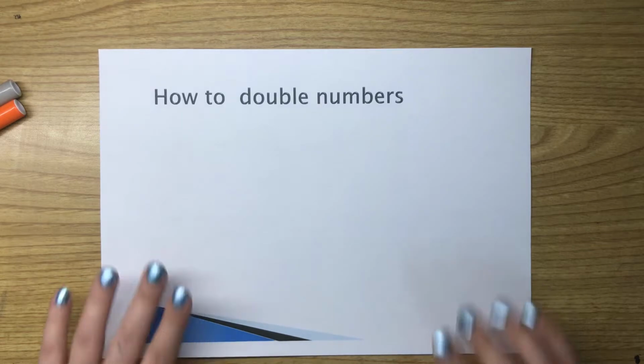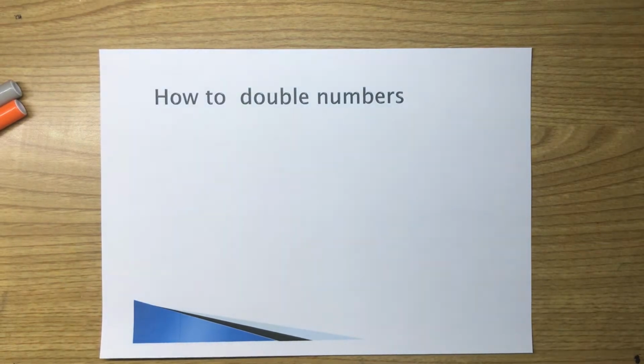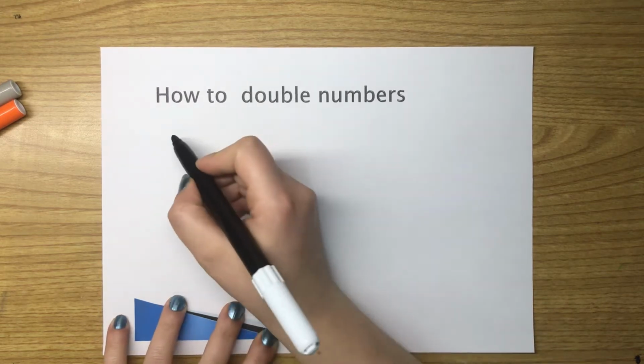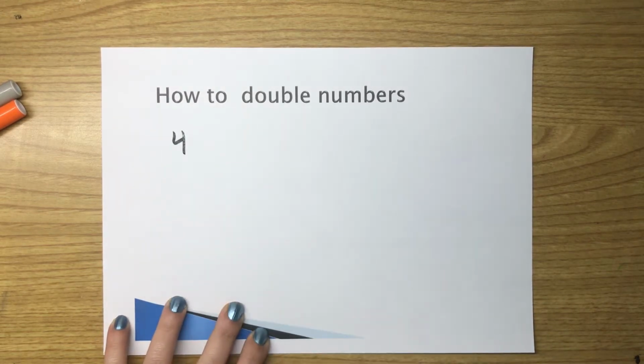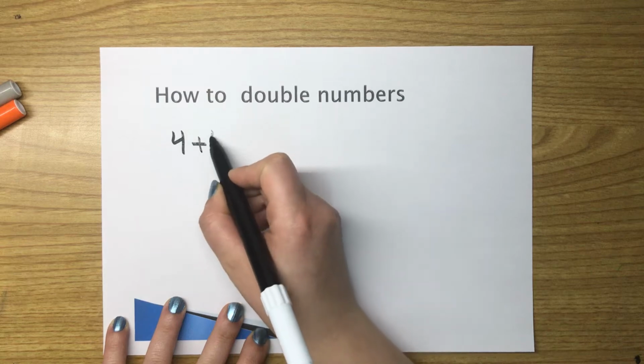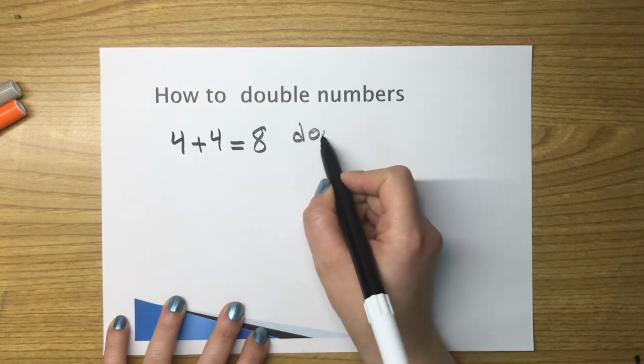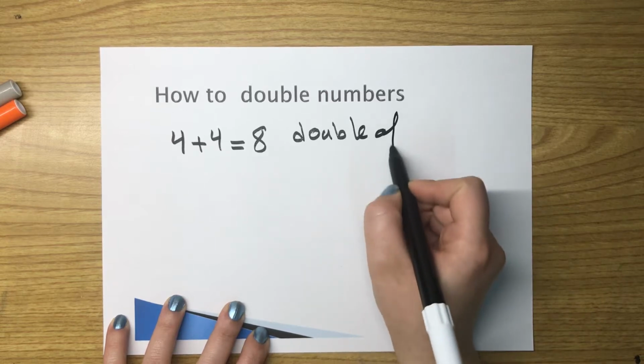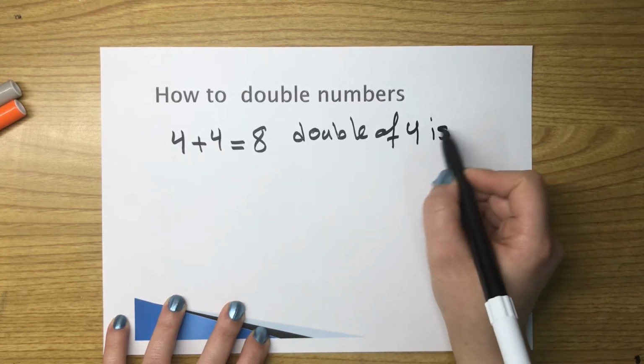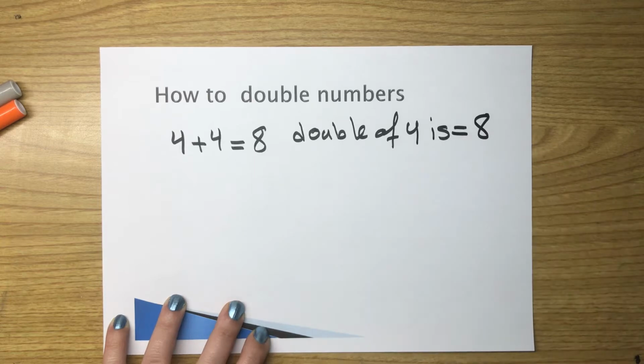how to double numbers. Double the numbers, that means twice the number. Twice the number can be done in two ways. The first way to double a number, such as 4, is to add it to itself again, which equals 8. So double of 4 equals 8.